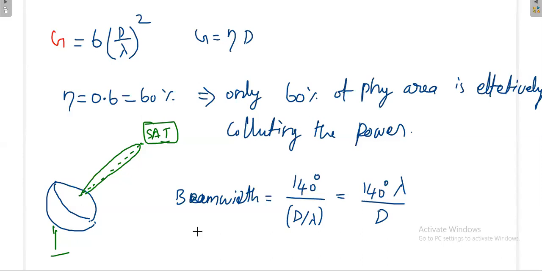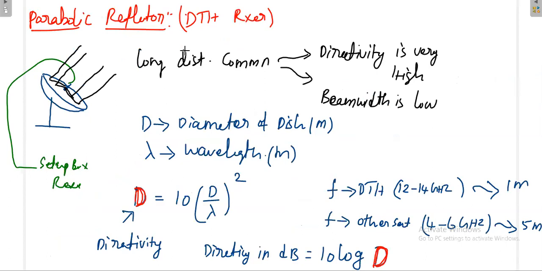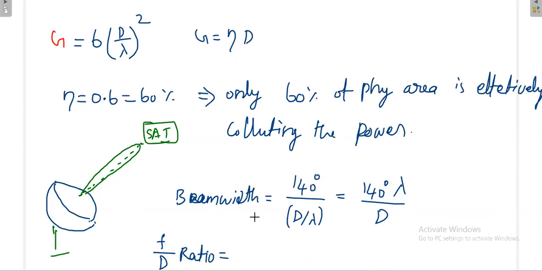Now, one more ratio is there: the F by d ratio, the focal length to diameter ratio. Very rarely they ask this question. What is F by D ratio? F by D means: where is your focal point, and what is the diameter of the disk? That ratio is given by F by D.